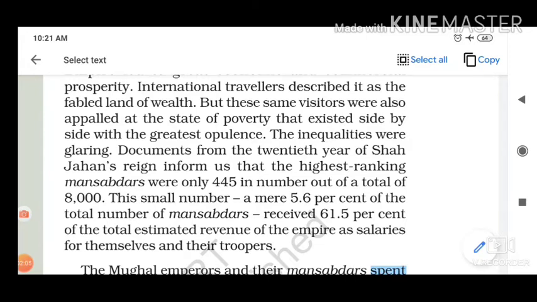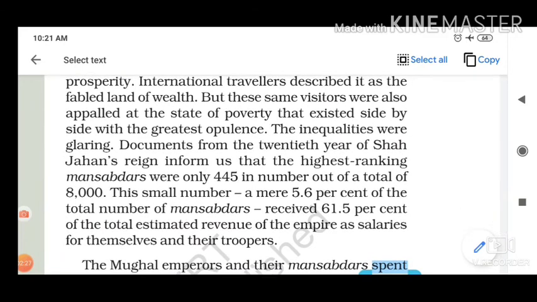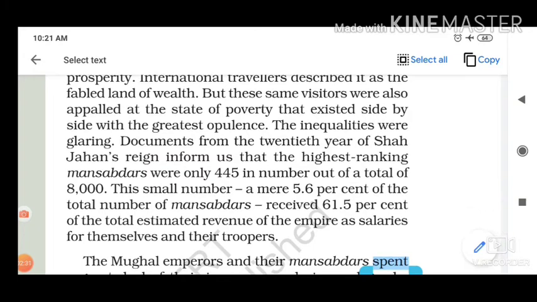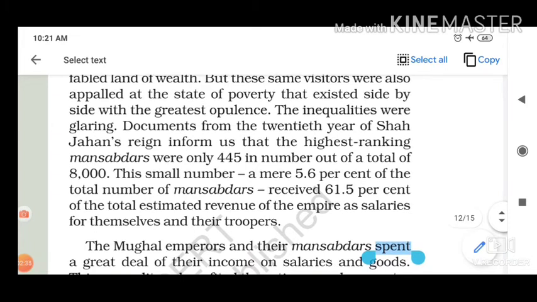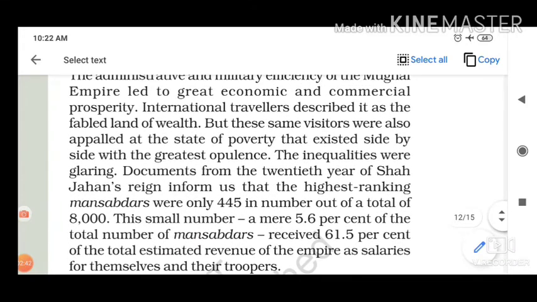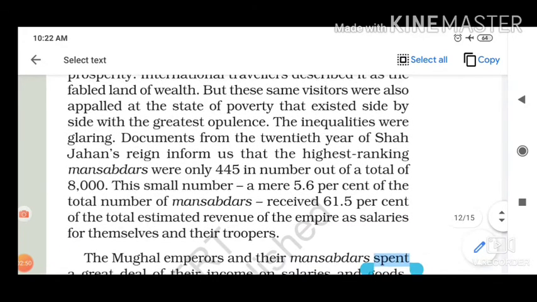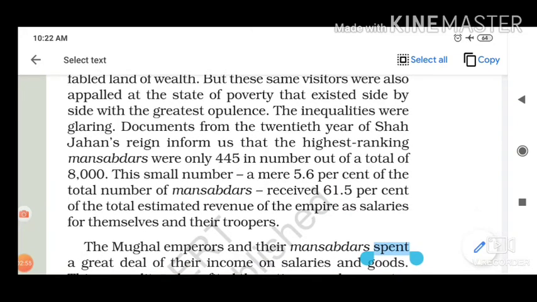For example, during the period of Shah Jahan, there were 8,000 mansabdars, and only 445 mansabdars out of the total 8,000 enjoyed high status or high rank. It means that only 5.6% of the total mansabdars enjoyed the highest ranking, and they were enjoying 61.5% of the resource and wealth. And the majority of the people were enjoying only the remaining small amount of wealth.